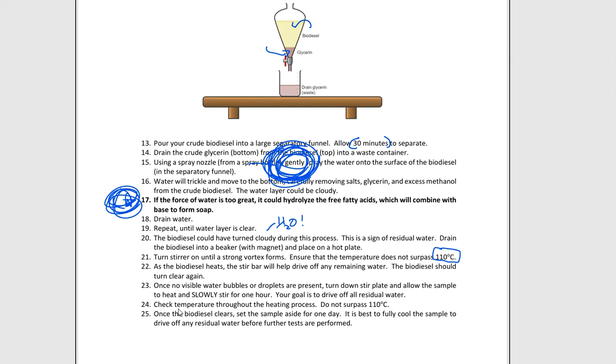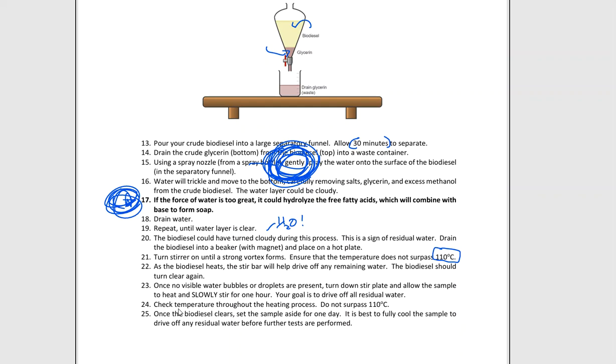Number 22, as the biodiesel heats, the stir bar will help drive off any remaining water that's in the lower depths of the biodiesel layer. So that vortex is really just going to increase the exposure of the water, so that way that water can evaporate quickly and leave quickly, and we don't have to leave the biodiesel on heat for a long period of time.